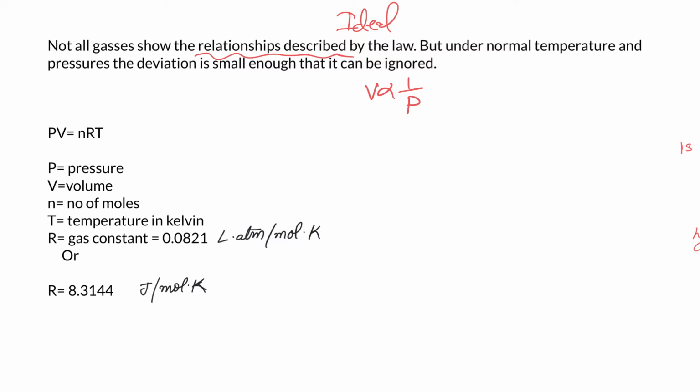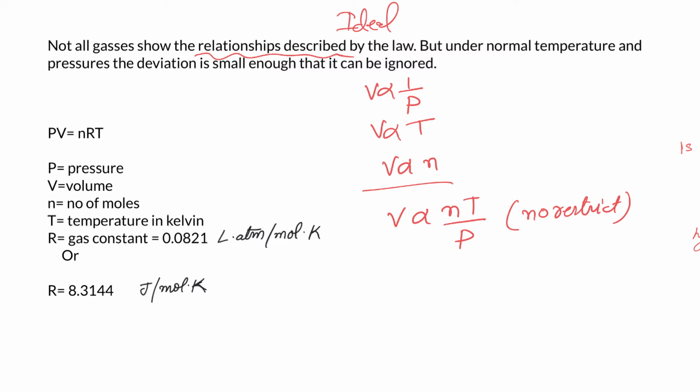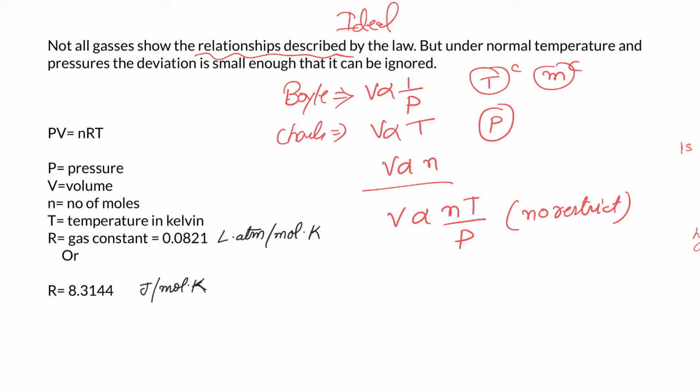Volume is inversely proportional to pressure. Volume is directly proportional to temperature. Volume is directly proportional to n. We summarize all three, so that comes out to be volume is directly proportional to n, T, and 1/P. Now this has no restrictions. Now I want you to understand that for Boyle's law, we had temperature constant. For Charles' law, we again had pressure constant, and obviously the mass was constant too, right? For Avogadro's law, the temperature and pressure are constant. But when you combine this, there are no restrictions.